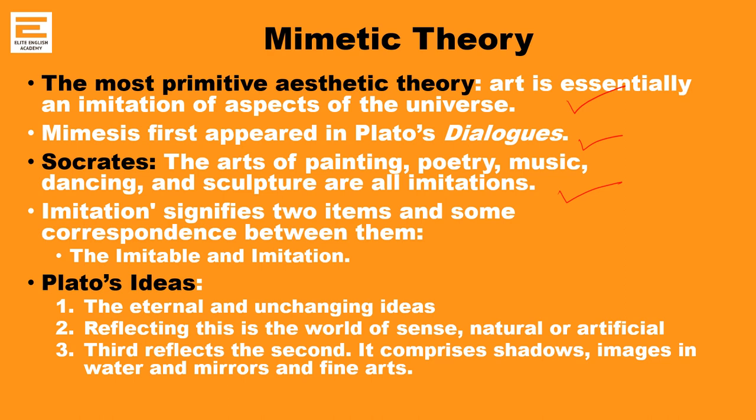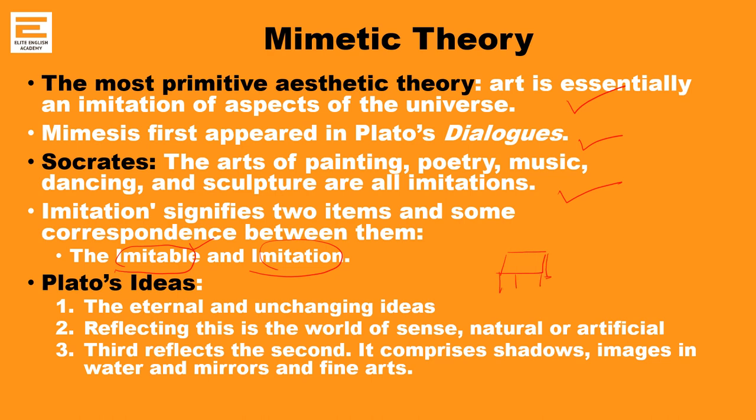Imitation signifies two items: the imitable and the imitation. According to Socrates, there are two elements found, the imitable and the imitation. What is referred to as the imitable? The original. What is the imitation? The work. For example, there is a table. There is a table, right? Imagine this is the table.